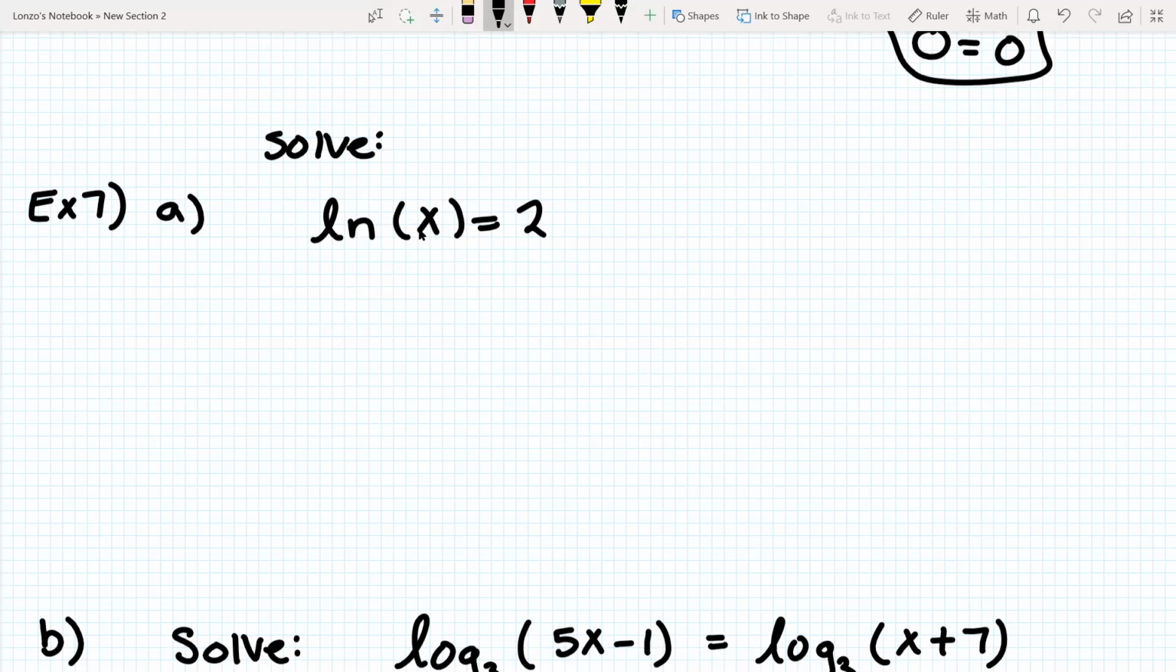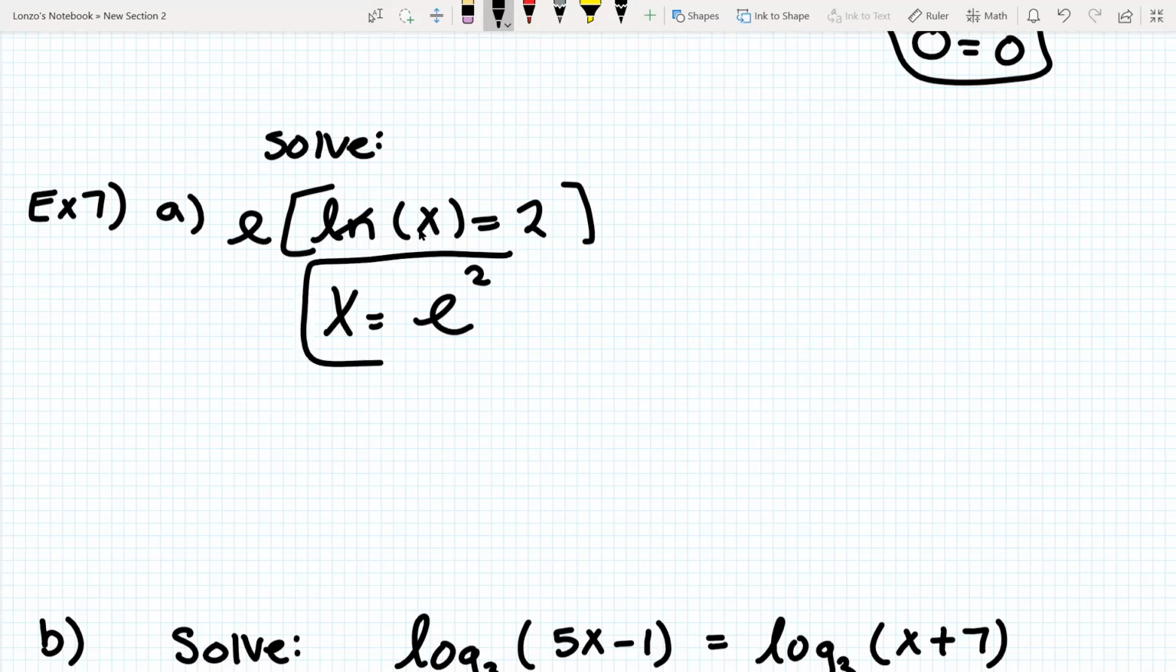The only way to get rid of the ln is to apply the inverse to both sides, right? And we know the inverse of ln is e. So you're going to take e to both sides. So e to the ln of x, well, these cancel because they're inverses. So you're just left with x equals e raised to the second power. Okay. And that's it. That's your answer. x equals e to the second.